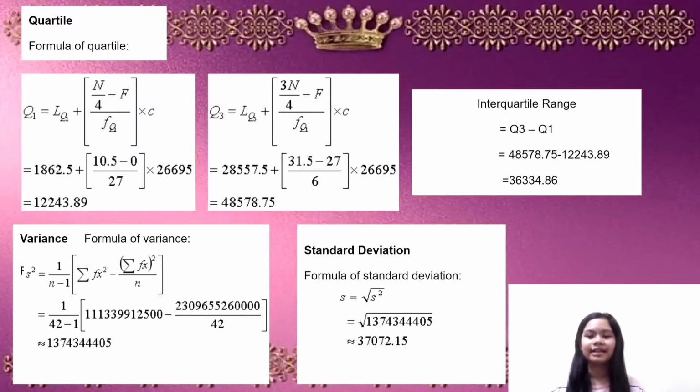Next, we can find out the answer for the interquartile range. We need to subtract the first quartile from the third quartile. So we get the answer 36334.86.